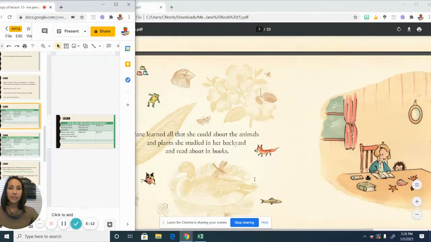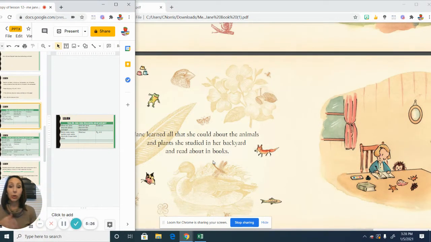Okay, so on this next page, it says, Jane learned all that she could about the animals and plants she studied in her backyard and read about in books. So she is learning about the animals and plants that she's studying and seeing in her backyard, but she's also reading about them in books. So not only did she watch the animals, but she's also reading about them in books. So that's another way that she discovered things about animals. So we can add that to our chart.